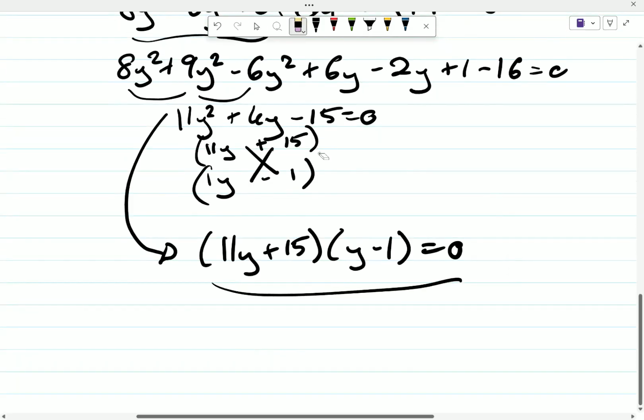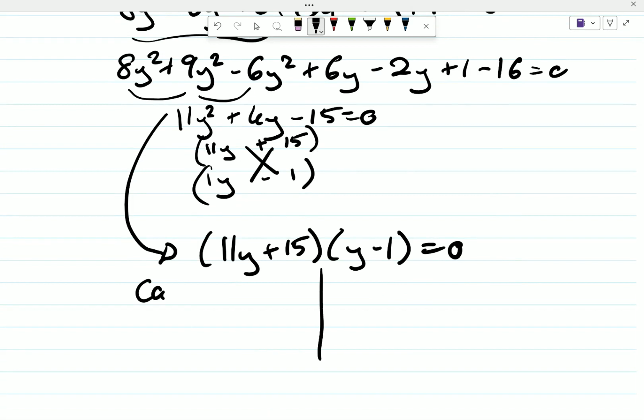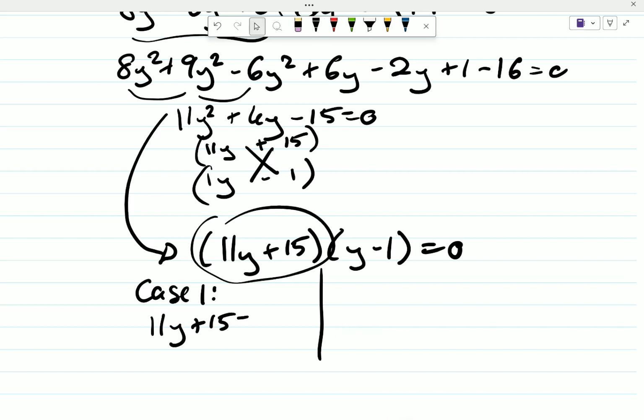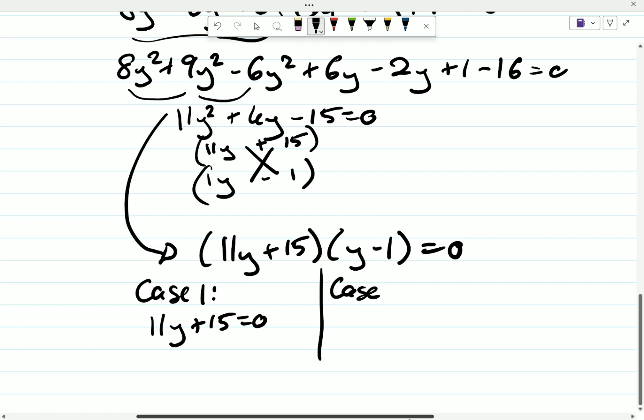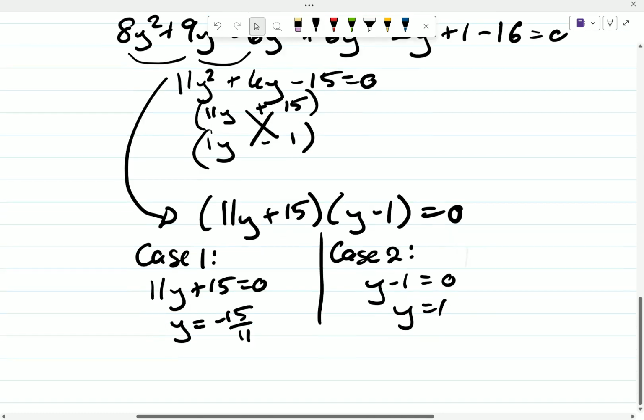Now the only way these both multiplied together are equal to 0 is if at least one of them is equal to 0. So there's case 1 where this is equal to 0. So that's 11y plus 15 equal to 0. And this, say this is equal to any number, then any number times 0 is just 0. And there's case 2 where this is equal to 0, and this is any number, and any number times 0 is just 0. So this is y minus 1 equal to 0. So we're going to get two values for y. We're going to get y equal to minus 15 over 11, and we're going to get y equal to 1.